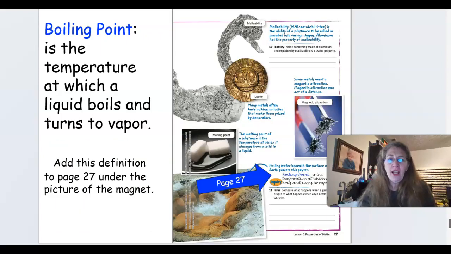An opposite of melting point is boiling point. And so I want you to write this definition in this area underneath the picture of the magnet so that you'll have that definition ready for when you're ready to study. So pause the video, write down that definition, and then come back.